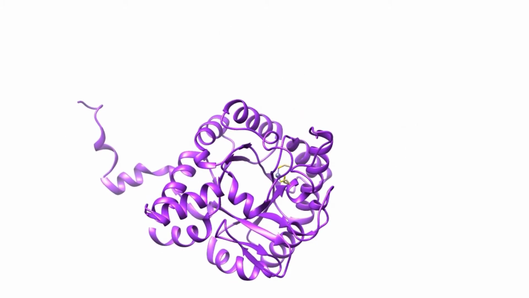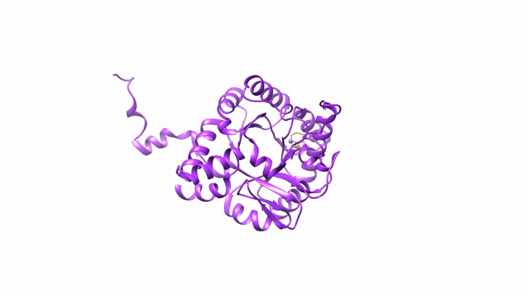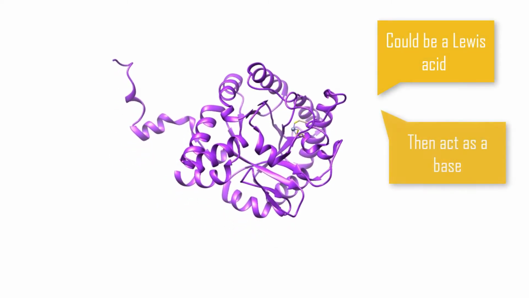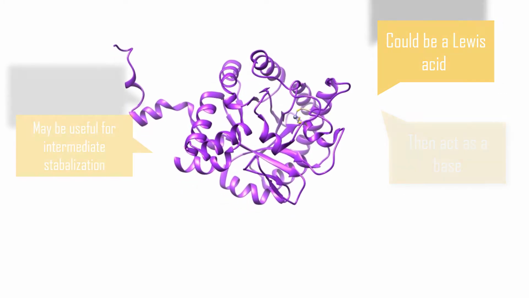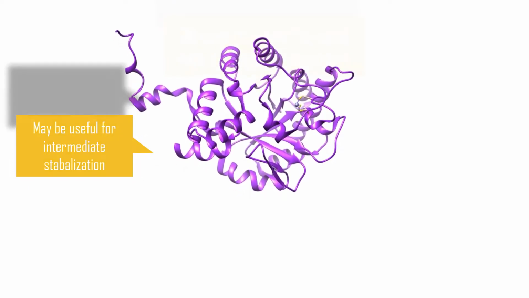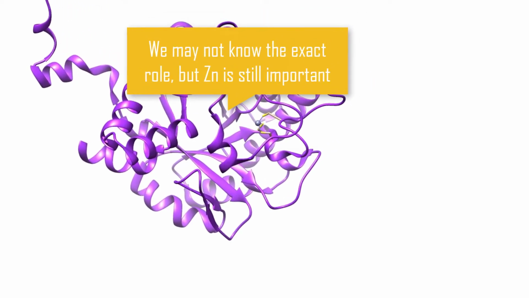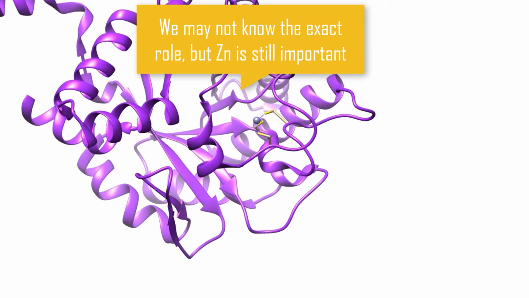This may seem as if zinc is only a structural scaffold, but its role goes beyond that. One proposal is that zinc acts as a Lewis acid and then later acts as a base. It may also stabilize intermediates of the catalytic reaction. Without zinc, ALAD does not combine ALA molecules into PBG molecules. This halts the production of hemes.